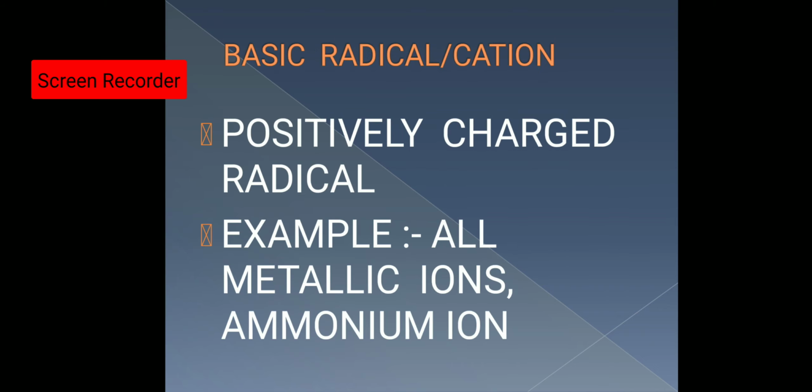So there are two types of radicals, that is basic radical and acidic radical. The basic radical is also known as cation. Cations are the positively charged radicals. So all the metallic ions and the ammonium ion are examples of basic radical.